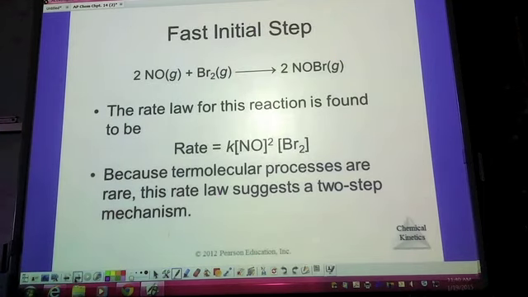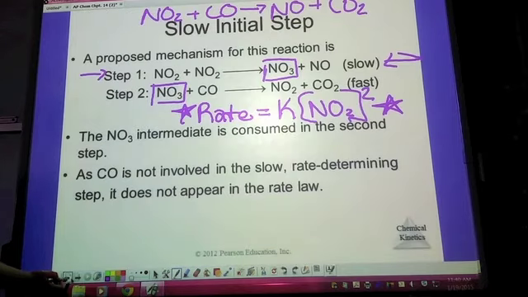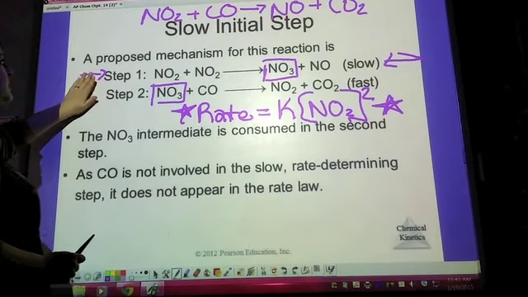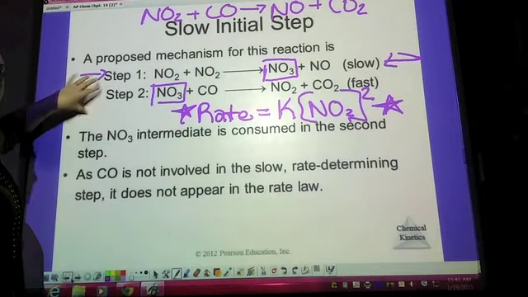Okay, so let's assume now that we have a fast initial step. Let's say that we have a fast initial step. Okay, and actually, you know what? Before we even do this, I forgot about one thing that I want to point out to you guys. Let's go back to this slide where we did the slow initial step and we did this one example.